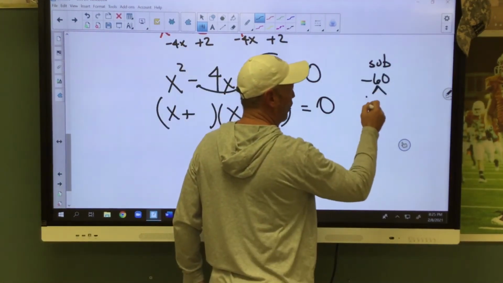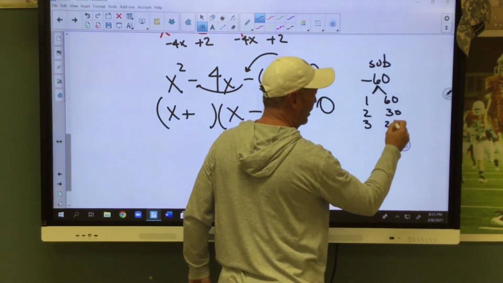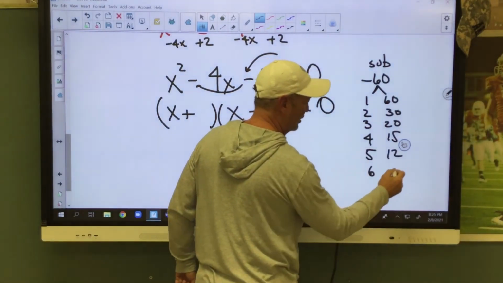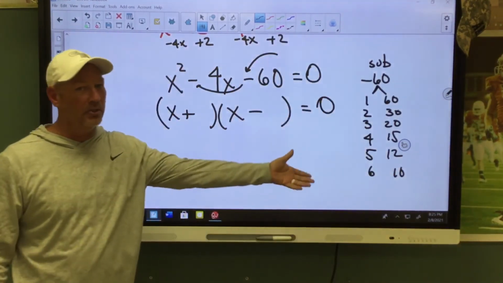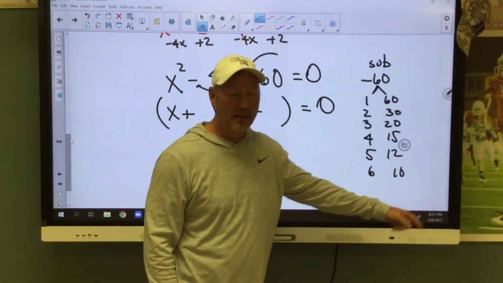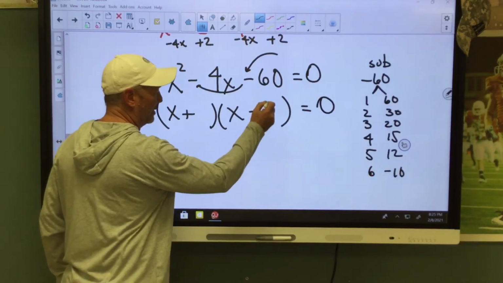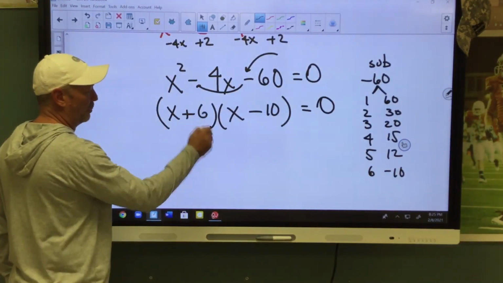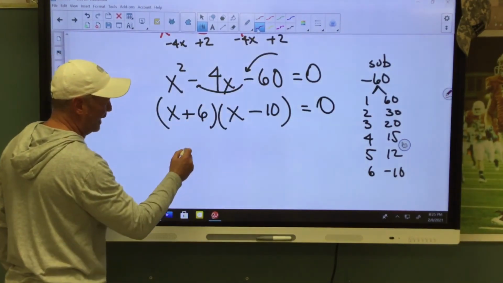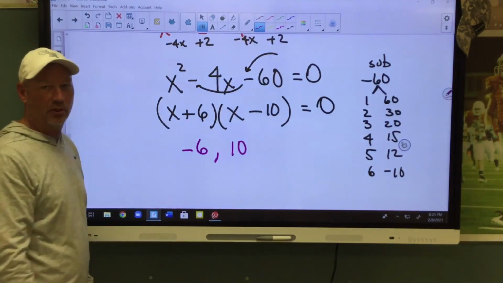I can go 1 times 60, 2 times 30, 3 times 20, 4 times 15, 5 times 12, or 6 times 10. There's a bunch of them, which combination subtracted will give us a 4? The 6 and the 10. But we said the bigger number gets to be negative, so the 10 is going to go with the minus sign. The 6 is going to go with the plus sign. And when we solve this, this will give us a negative 6 as a solution, and a positive 10 for a solution.